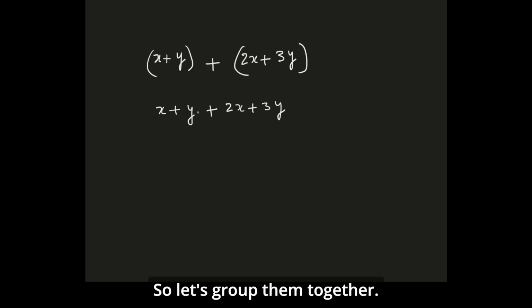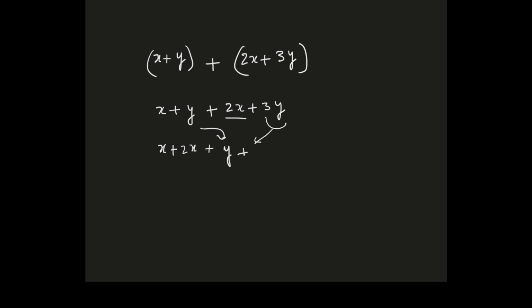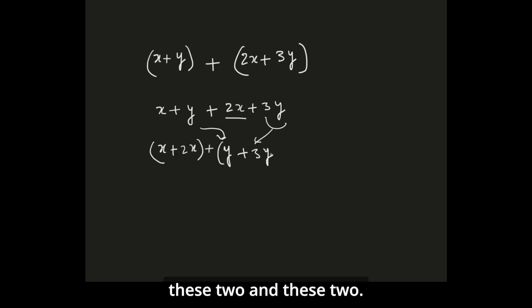So let's group them together. Here is x, and here is 2x, so we put 2x next to it. Here is y, and we put 3y next to it. Now we have grouped these two and these two, and we can add, because x plus 2x can add. Here is 1x, here is 2x, so adding them together it becomes 3x.